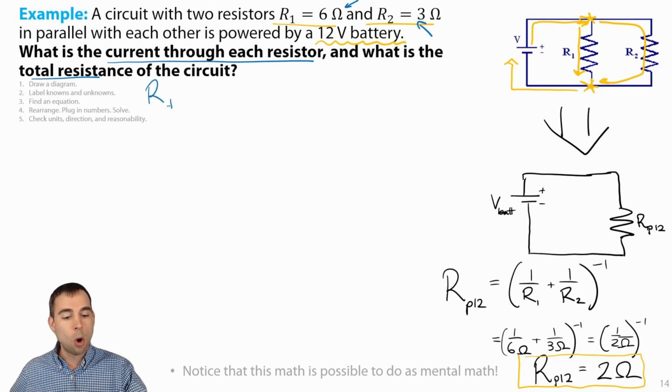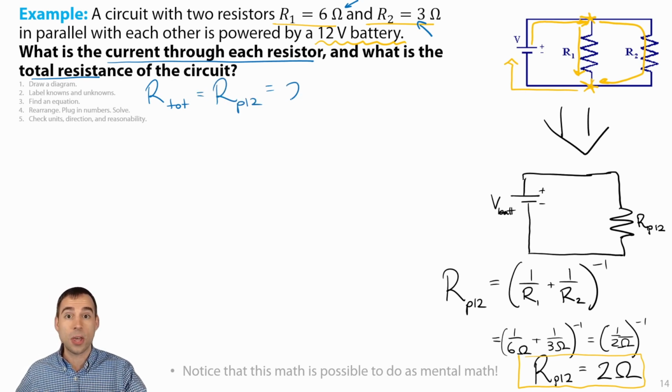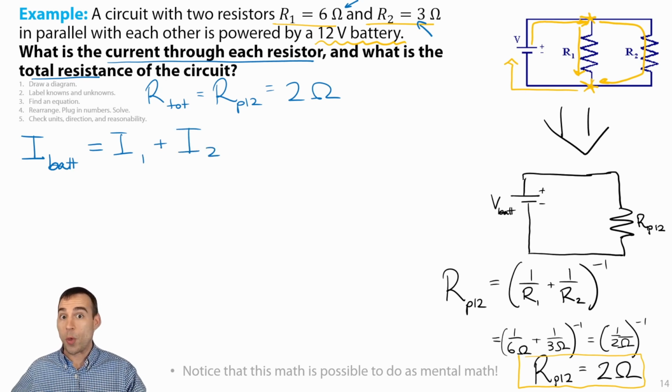The total resistance of this parallel circuit is the equivalent resistance of 1 and 2 in parallel with each other. That answer is 2 ohms. So to figure out the current going through each resistor, we need to essentially figure out the current being output by our battery. And we know that the battery will output the same current as what is flowing through both the parallel paths that it could flow through.